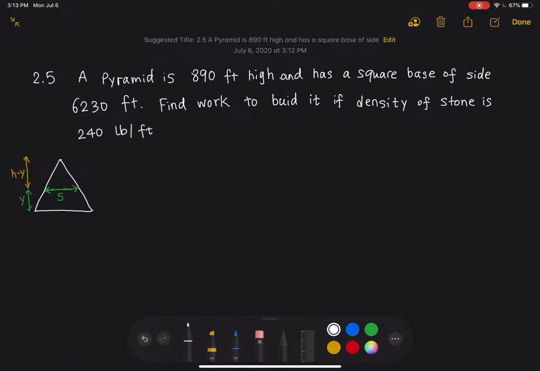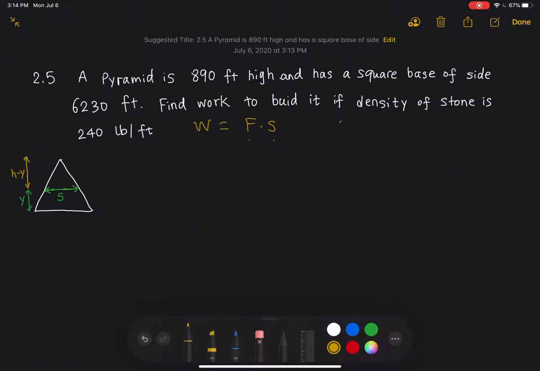So in order to find the work, we know the formula: work equals F times S. The distance is just the height, but at different heights we have different force, because it's a pyramid, it's not continuously or uniformly distributed. So we need to find the force and the distance. We know we need to use an integral.